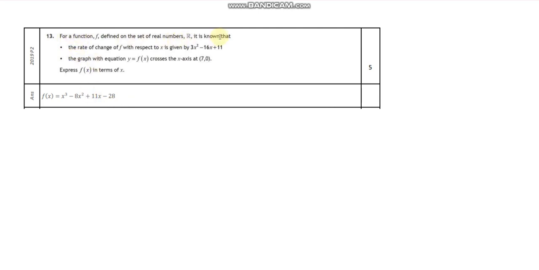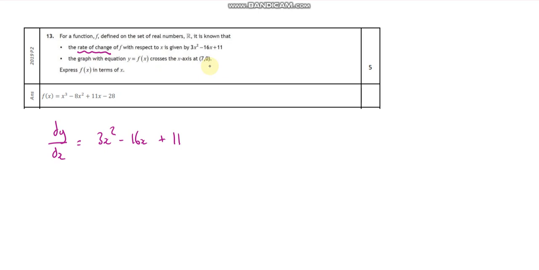Okay, so function f is defined as a set of real numbers. The rate of change is this. So the rate of change, remember we said before, dy by dx. That's what that's saying. dy by dx is equal to 3x squared, take away 16x plus 11. So you should be thinking, maybe it's a differentiation question. Fair enough. But the rate of change, slope, all that kind of stuff, is all about a differentiated function.